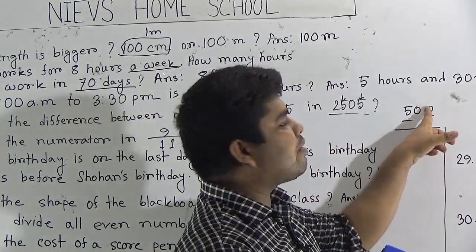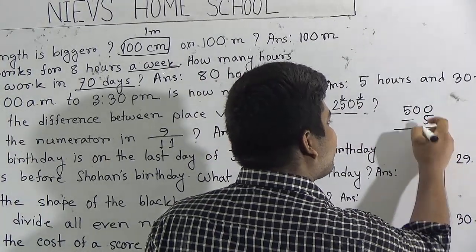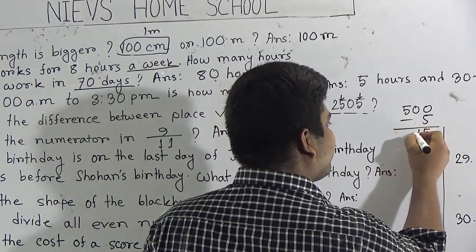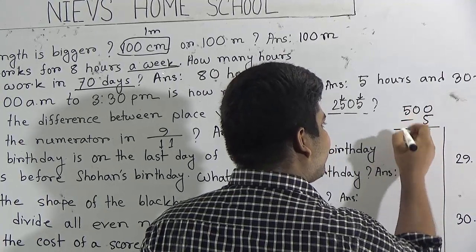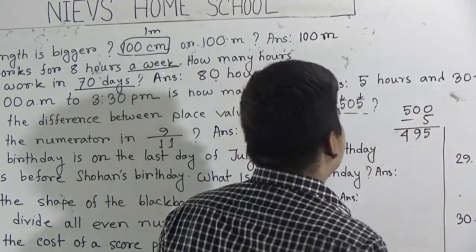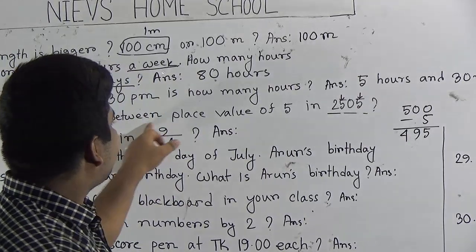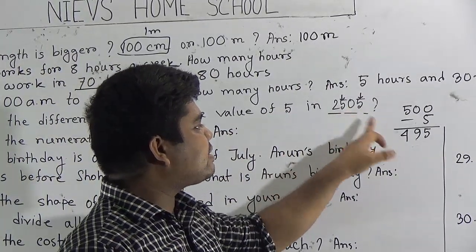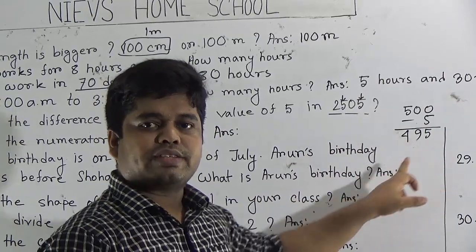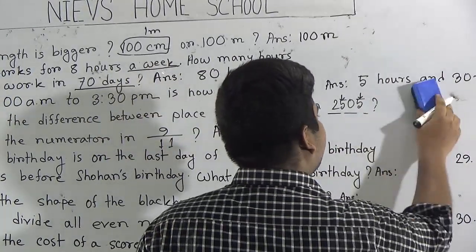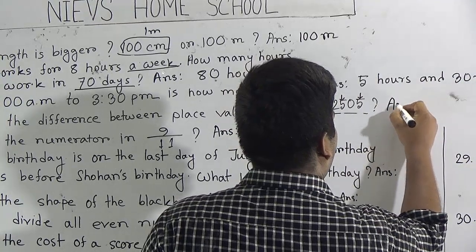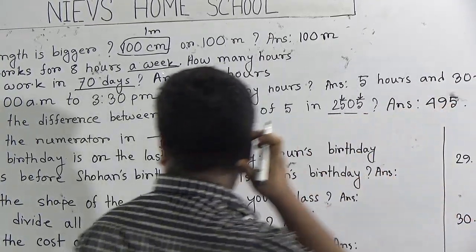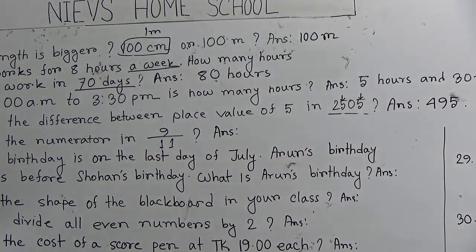If we subtract from 10, then we get 5. This 1 is added, then it will be 1, 1 to 10 it will be 9, and 1 to 5 it will be 4. So the difference between the place values of 5, that means 5 and 500, is 495, and it is the required answer. I hope you have understood. Answer: 495. Question number 19 is done.